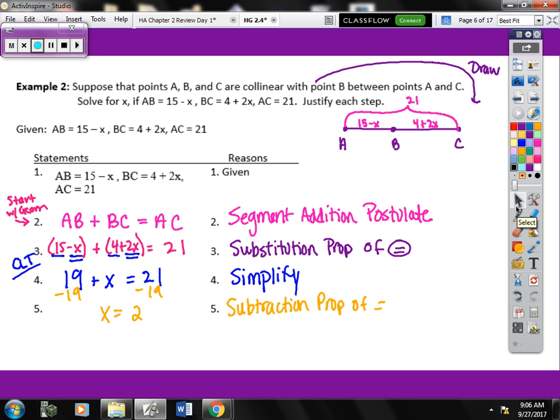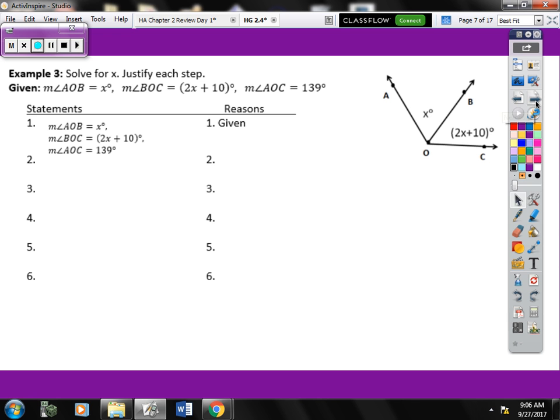We have angles. So first of all, they do give us angle AOB is x, angle BOC is 2x plus 10, but they did give us this part. We need to add that to the picture. So angle AOC, the whole one, is 139 degrees. Sometimes they don't put everything in the picture for you. At least they gave us a picture though, right?